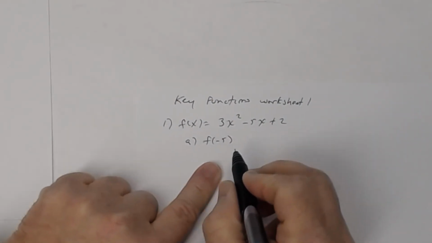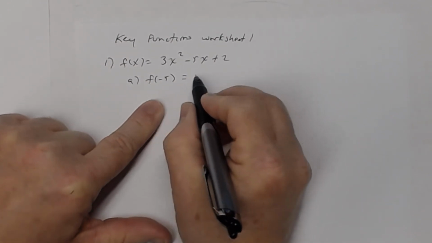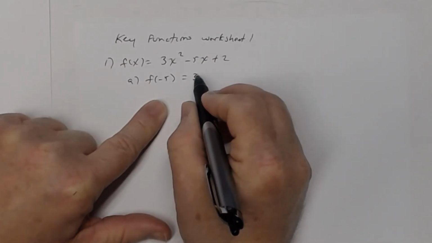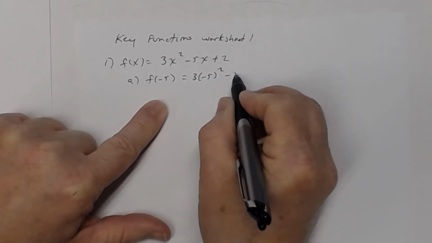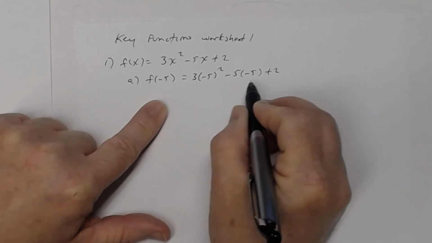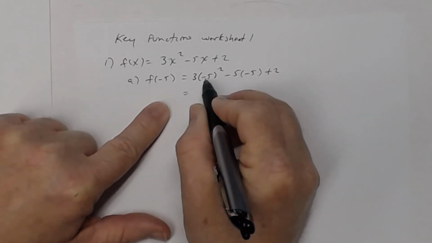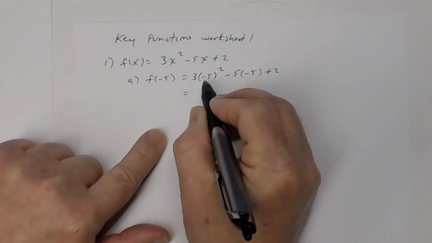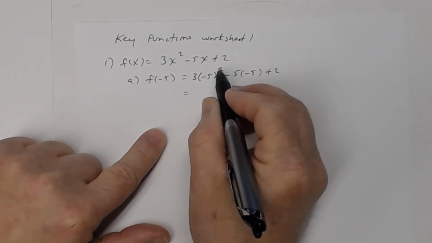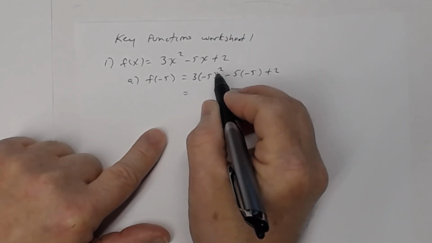So you have f of negative 5, and that's going to equal, where we see the variable x, you can substitute negative 5. So it'll be 3 times negative 5 squared minus 5 times negative 5 plus 2. Now we're going to simplify this. Remember order of operations, you have to do exponents before you multiply. So negative 5 times itself is 25.